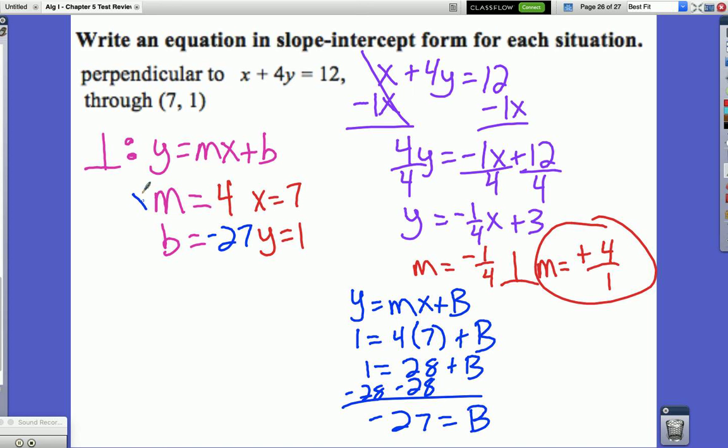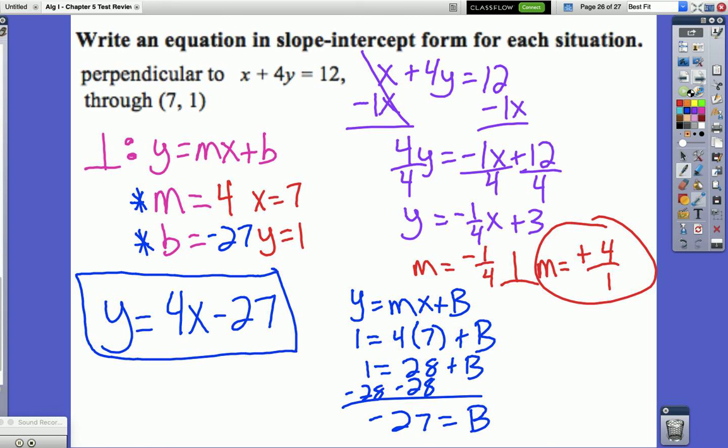So this one, to find the slope, we have to first find the slope of the given line by solving for y. It was -1 over 4. Then we got the opposite reciprocal, which was a positive 4. Then we found the y-intercept by plugging in our slope of 4 along with the given point. We can write our answer. Y equals 4x minus 27.